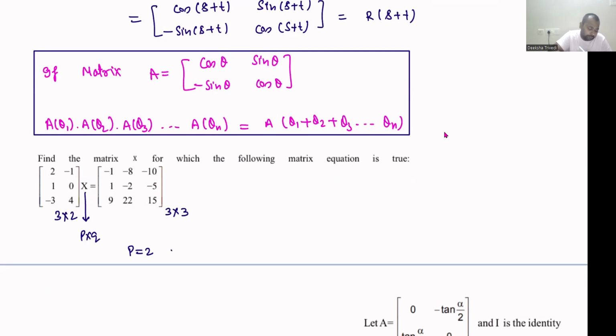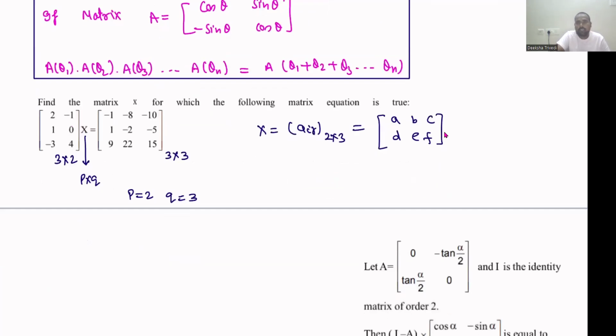So what Q do we have? Sir, Q equal to 3. So the X matrix order is 2 cross 3. So the X matrix you can assume as A, B, C, D, E, F. Now you only need to solve for A, B, C and D, E, F. And for that, multiply and compare. Yes, sir. Tell me the answer. That is A, B, C, D, E, F.